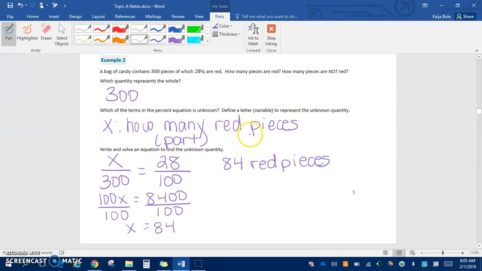And now they want to know how many are not red. So we would say 300 minus 84, and that equals 216, and those pieces are not red. So 216 pieces are not red.